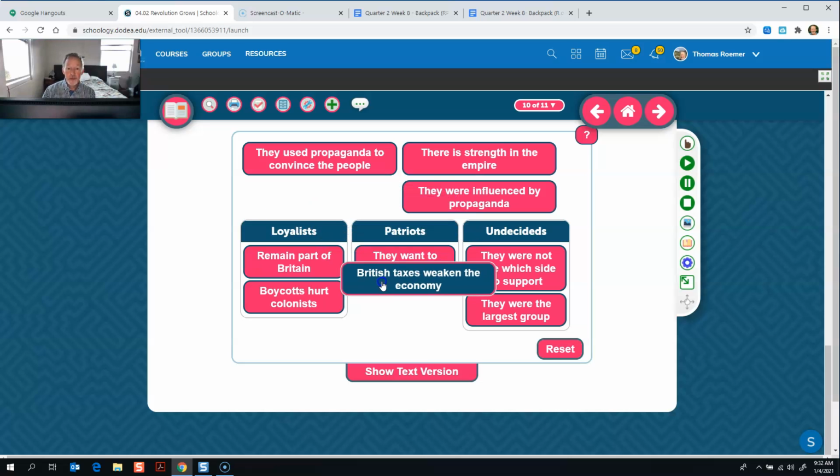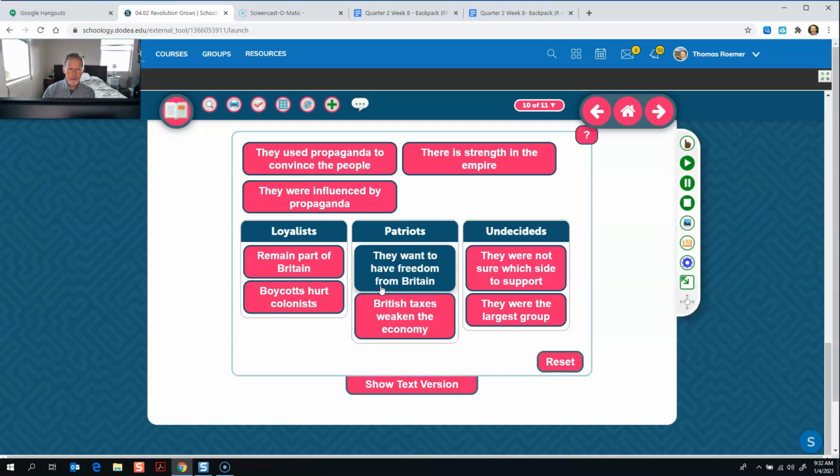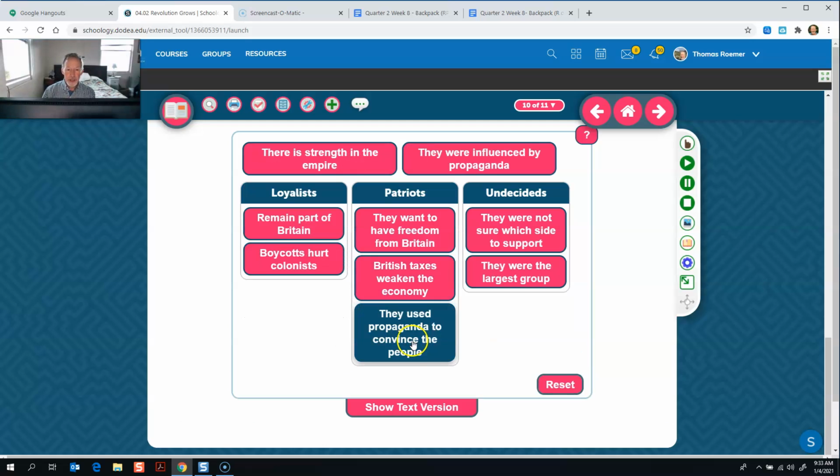Okay, British taxes weaken the economy. Okay, the Patriots said that, hey, you're taxing our tea. Okay, they were influenced by propaganda. Let's see here. They used propaganda to convince people. Okay, so propaganda would be like printed materials like Thomas Paine's Common Sense and flyers and things like that, and especially that picture of the Boston Massacre. Okay, so these guys used propaganda to try to get these guys on their side. Okay, and maybe change their minds over here, but they were really looking at these guys.